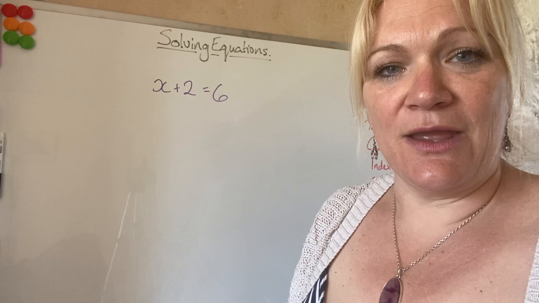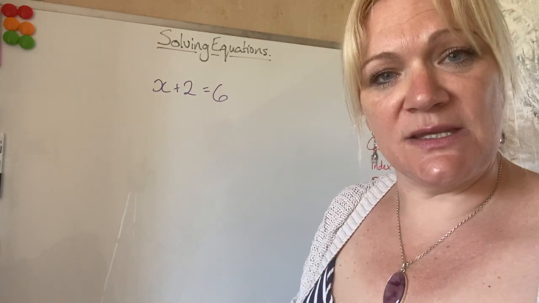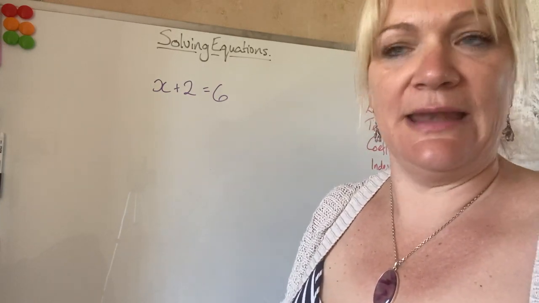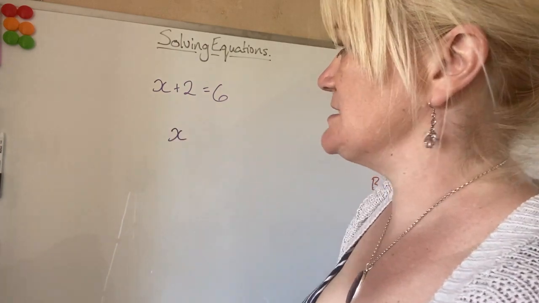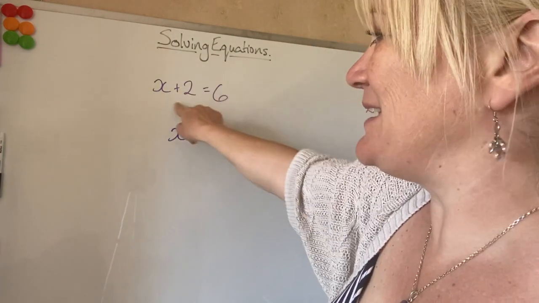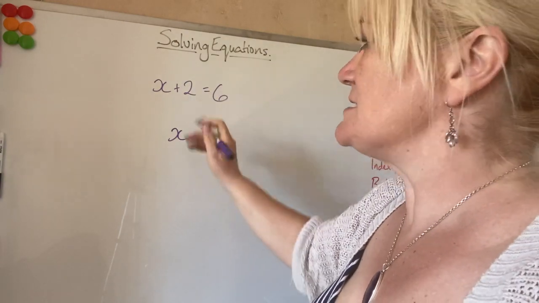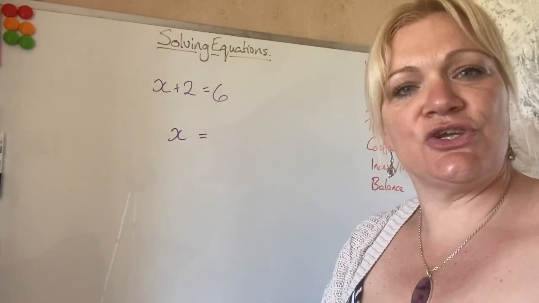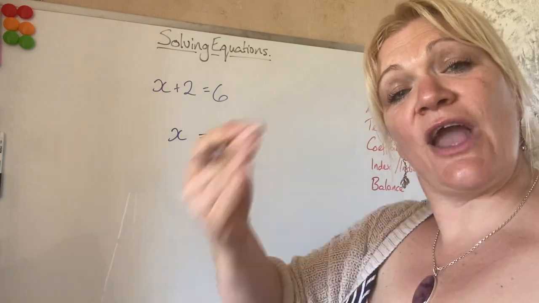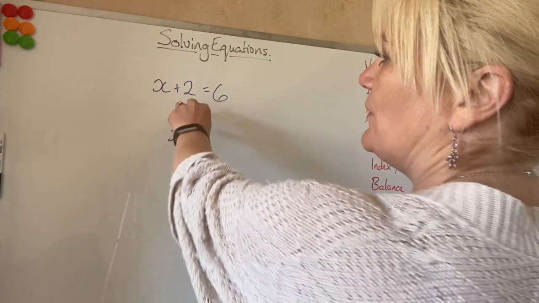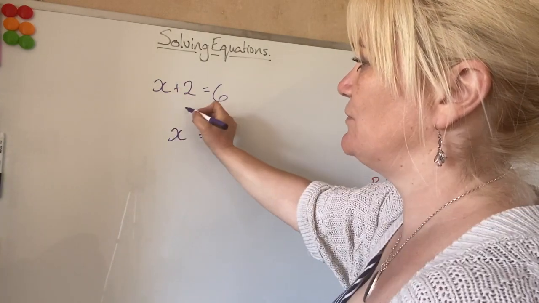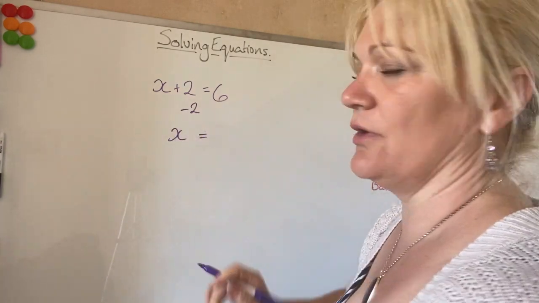And I always say, what do we want? X by itself. When do we want it? Now. We want that X all by itself on that side of the equation. And that plus 2 is in the way. So how can we get rid of adding 2? We can do the opposite, the inverse. The mathematical opposite is called the inverse. We can do the inverse of adding 2, which is taking 2 away.